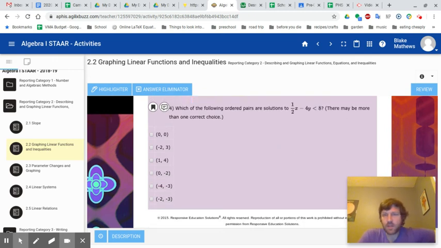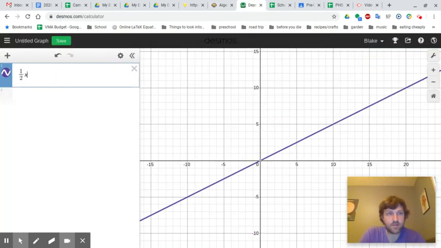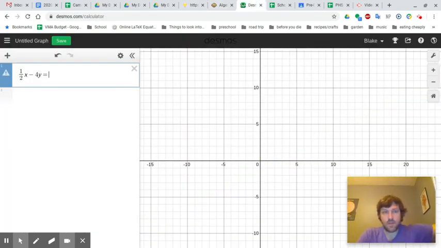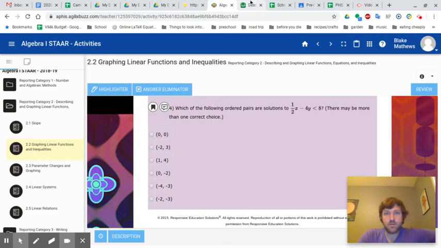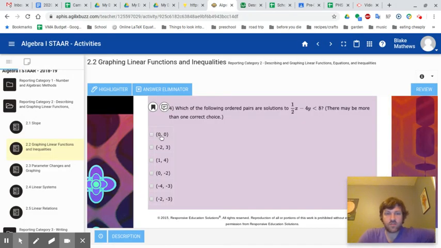Okay, last one. Which of the following ordered pairs are solutions? And this just means what of these are part of the shaded area? Okay, so let's type this in. When it says what are solutions, it means what's in the shaded area. So we have 1/2 x minus 4y, and then less than 8. All right. So now let's look at our points. We can just type these in.